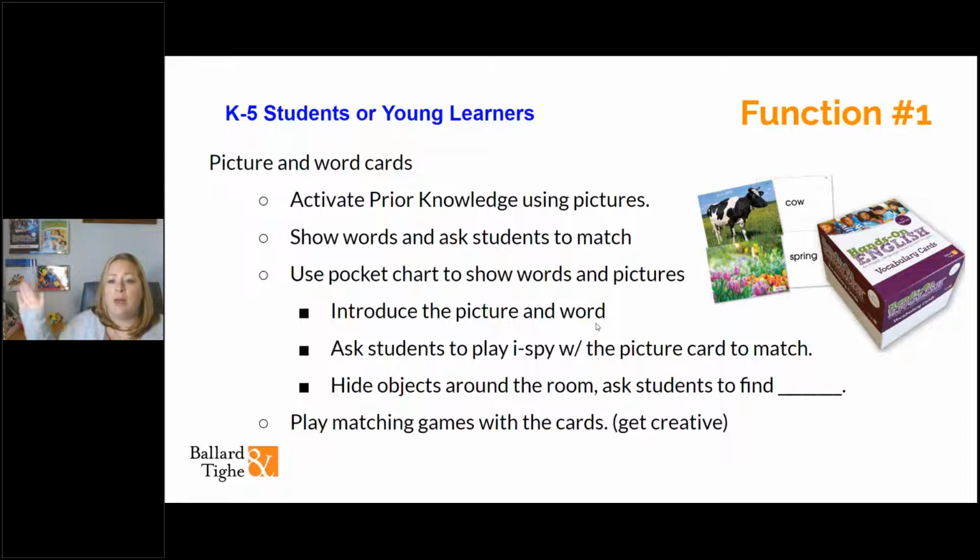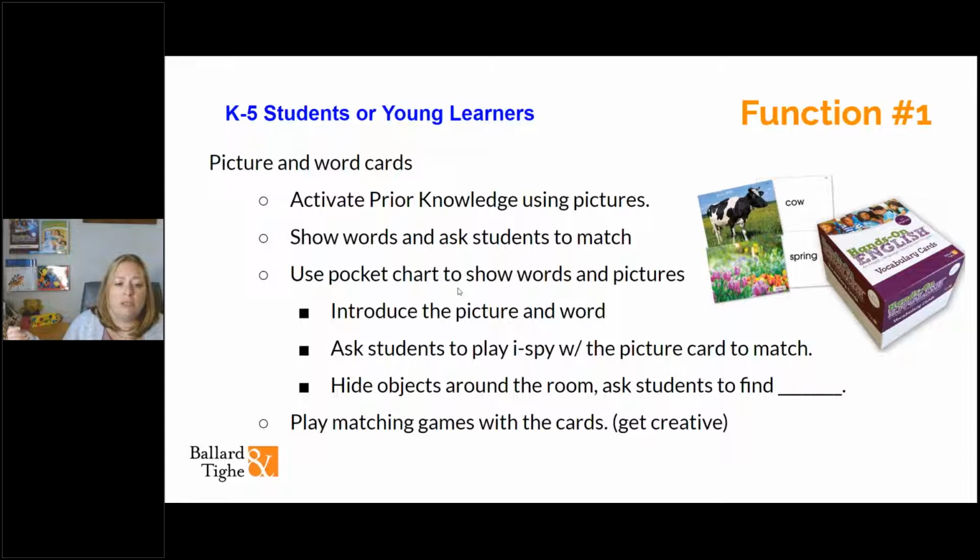So maybe we have a pocket chart and we're going to put those cards up there with just the pictures. Ask the students what they see. Show them the word. Maybe they have a couple pictures to pick from in front of them and they can match the picture to the word. Or maybe they've never seen something before that, maybe they don't have in their country or they've never been exposed to. Then that's a learning experience to help them find something that they can make a connection to.